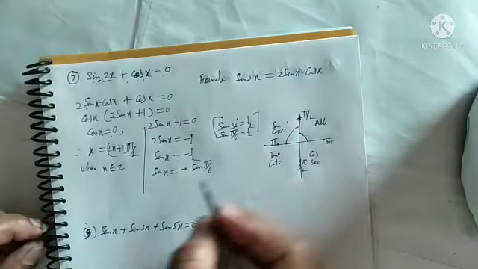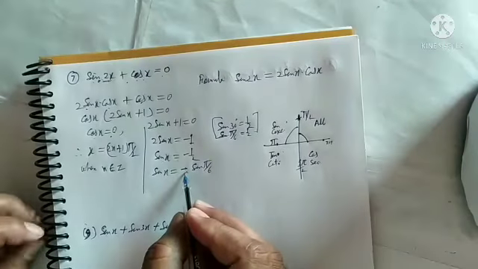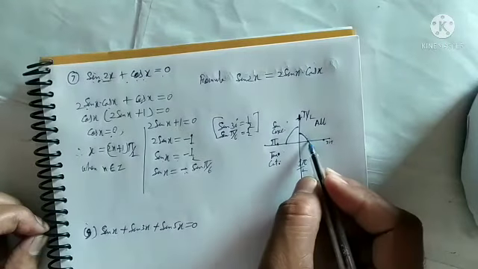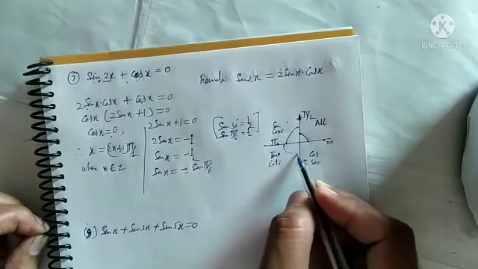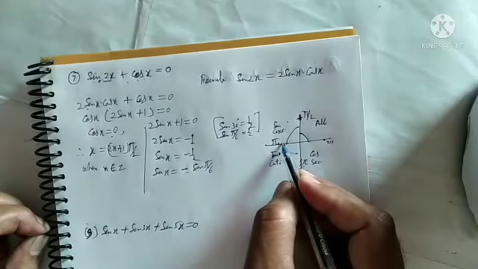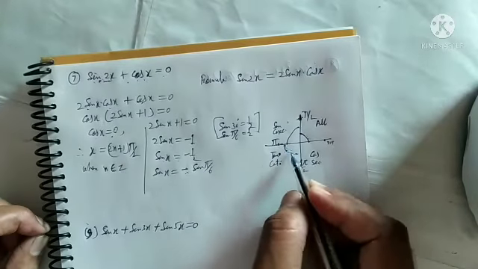Now sine is negative in which quadrant? Sine is positive here, here also sine is positive. Then in the third quadrant, sine is negative. So this is pi. After pi we have to see the value pi upon 6.